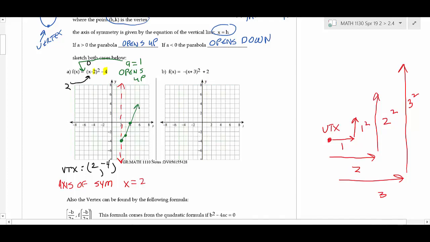Okay, then you just do it the other way. So it's symmetrical. So left 1, up 1. Left 2, up 4. And then you've got a very accurate graph like that. Does that make sense? Okay.